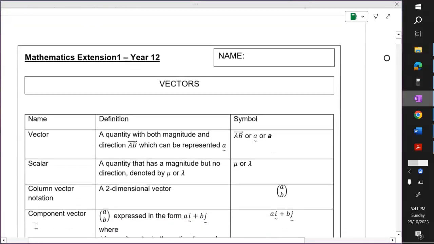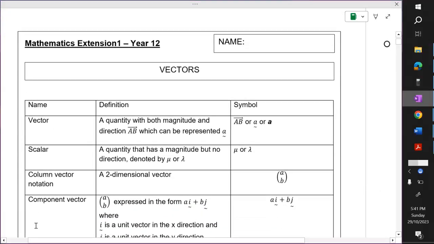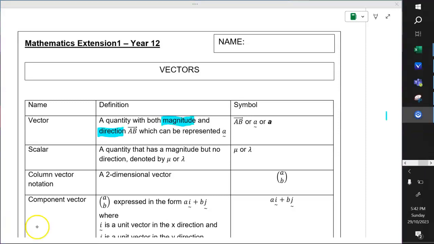So a vector, I'm just going to go through the list basically. A vector is a quantity with both magnitude and direction. And what you can see over here to the right is we've got AB with a little line over the top. We would call that vector AB. Another way we might denote a vector is with a letter A or a V, and we might have a little curly line under it or over it. Or in this case, A could also be a vector. So we're going to see different ways which we define vectors soon.